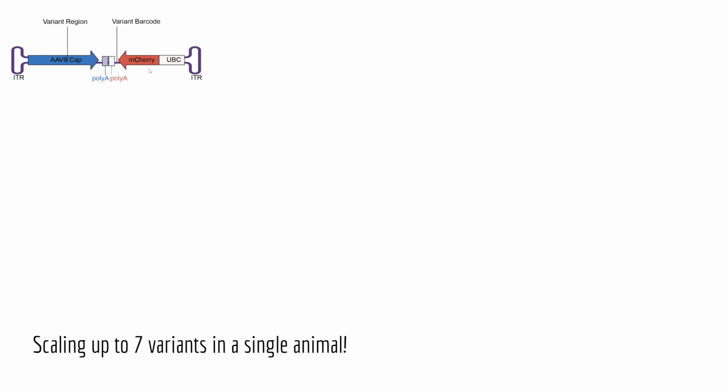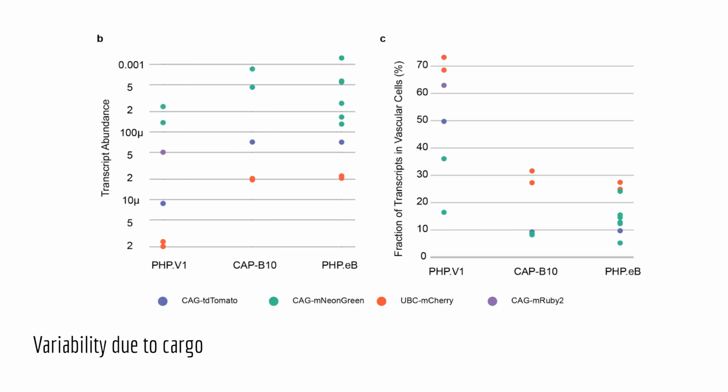And so we have a new construct here, which is basically the same as the previous one, with some slight modifications just to make it easier for cloning so that we can get this barcode region incorporated into the plasmid easier. And we did an experiment now where we did 7 variants in a single animal. And unfortunately, one of the first things we found was that this new construct that we used, this UBC mCherry, had significantly lower transcript abundance than the other constructs that we had used before, mNeon green or CAG-tdTomato.